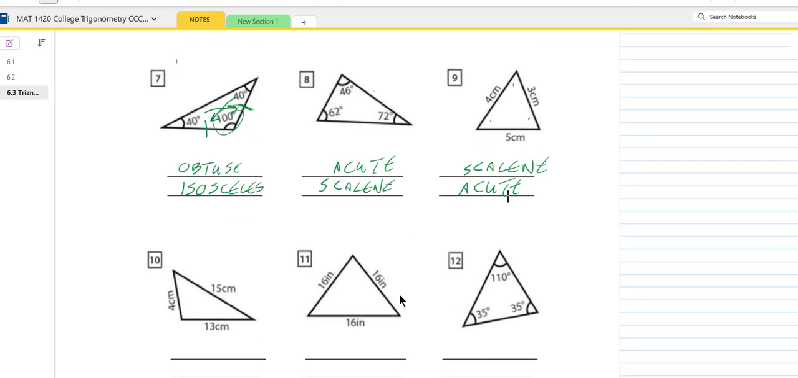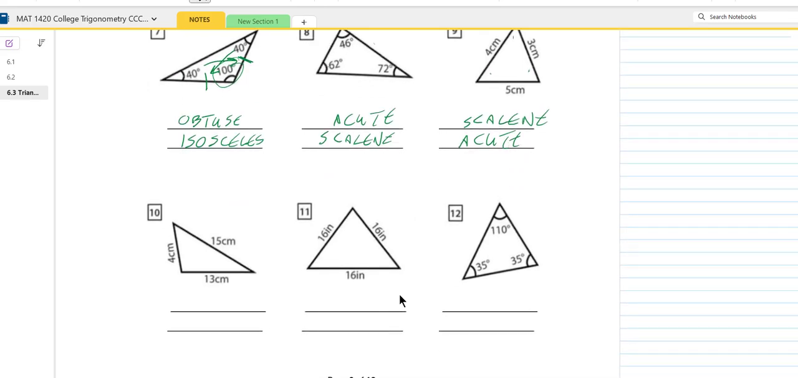Okay, then the last things on here, this one again, all the sides are different, so that's scalene. And it looks like you do have one obtuse angle that's bigger than 90, so that would also be an obtuse triangle. So it's an obtuse scalene triangle.